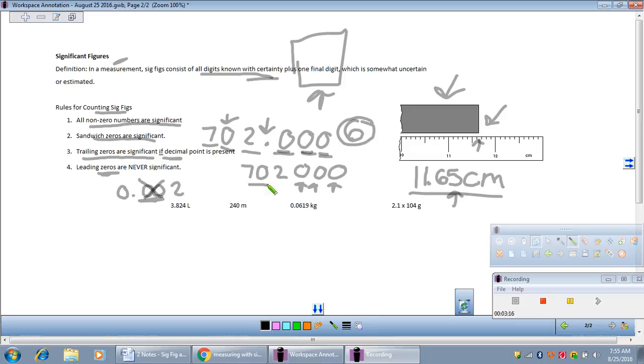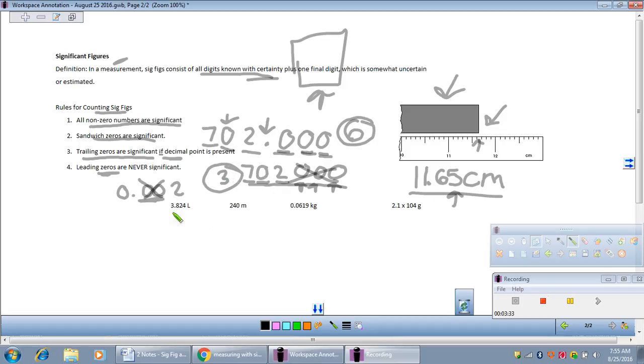But in this number, there is no decimal point. So the trailing zeros are just placeholders. They are not significant in giving us any more data, so we do not count them for sig figs. In this number, there's only 1, 2, 3 significant figures.